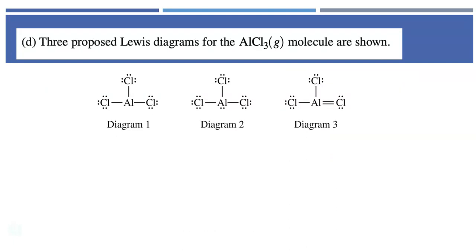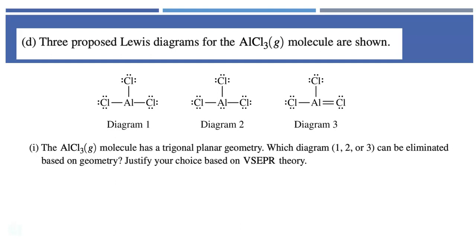Part D. 3 proposed Lewis diagrams for the AlCl3 molecule in the gas phase are shown. Part 1 of Part D states, the AlCl3 molecule has a trigonal planar geometry. Which diagram, 1, 2, or 3, can be eliminated based on geometry? Justify your choice based on VSEPR theory.